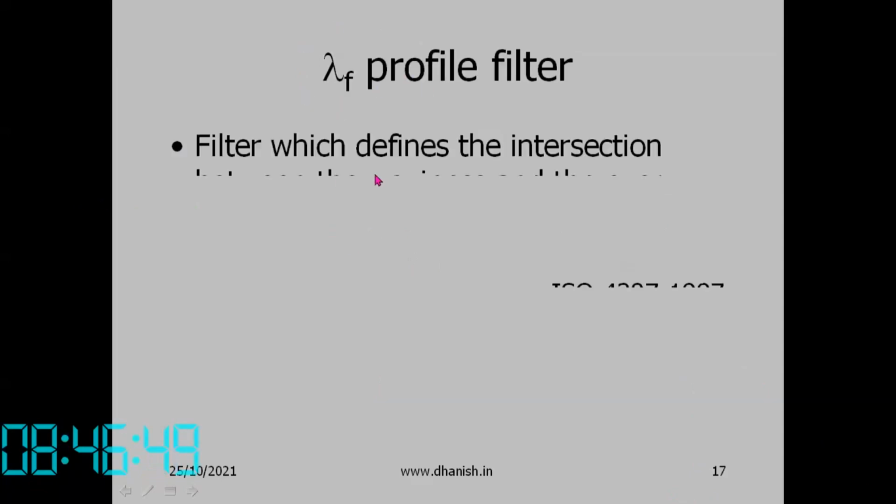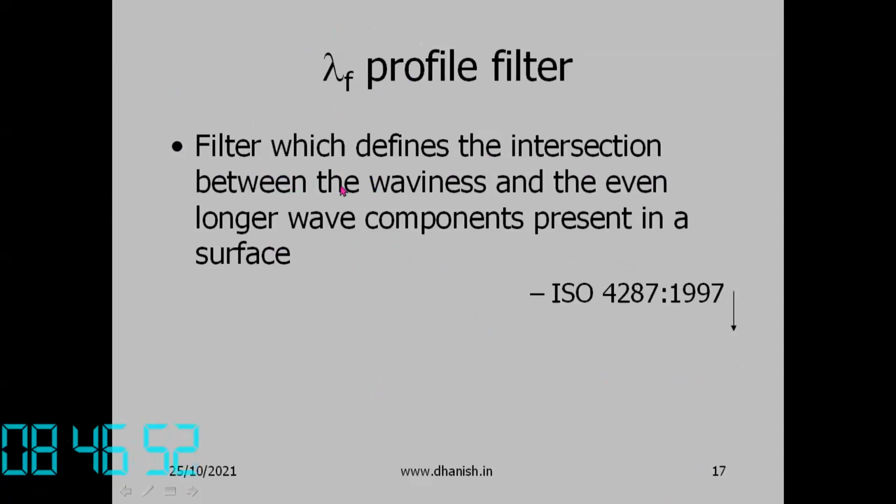And the lambda f profile filter is the filter which defines the intersection between the waviness and the even longer wave components present in the surface. So that is actually form. But we cannot call it form because we don't have that much wavelength data, which you are generally not able to capture. Okay, so these three filters define or separate roughness and waviness.